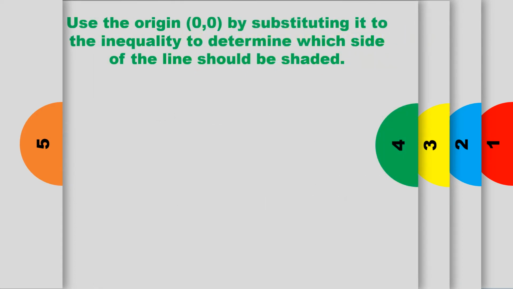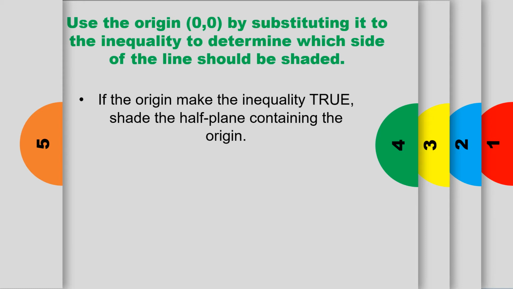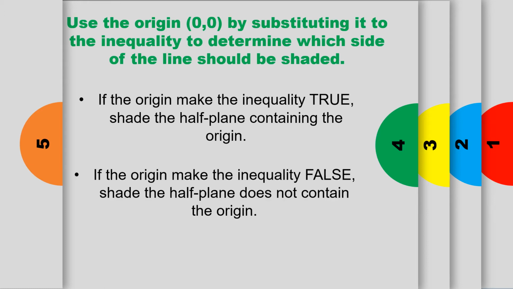Next is the test of the origin. This is an important procedure since it is the basis of shading the region that is part of the solution. For doing this, just substitute (0, 0) into the inequality. If the origin makes the inequality true, then you will shade the half plane containing the origin. But if not, then you will shade the half plane that does not contain the origin.